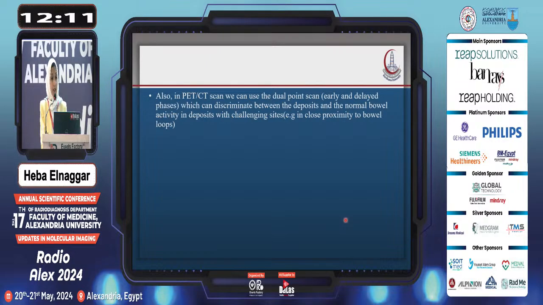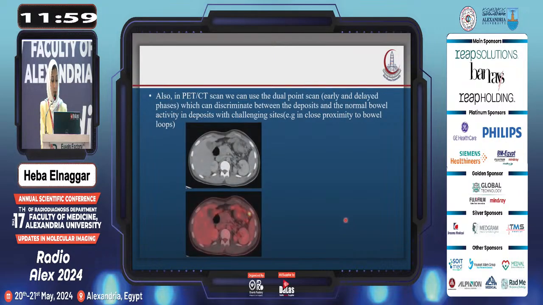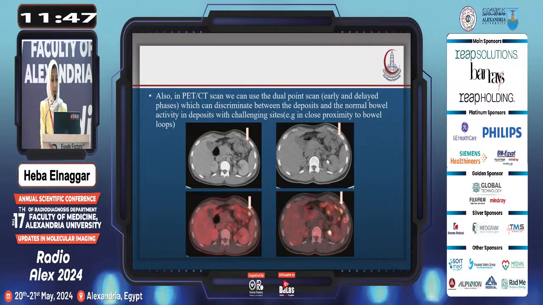Also in PET-CT, we can use the dual point scan, the early and the late phases, which can discriminate between the deposit and the normal bowel activity in those deposits in challenging sites in close proximity to the bowel loops. As in this case, you can see there is a query peritoneal deposit here just next to the bowel loops. We asked for a delayed scan, and here you can see there is tracer fixation at the same site, and it also shows higher FDG avidity in the delayed scan, favoring its neoplastic nature.